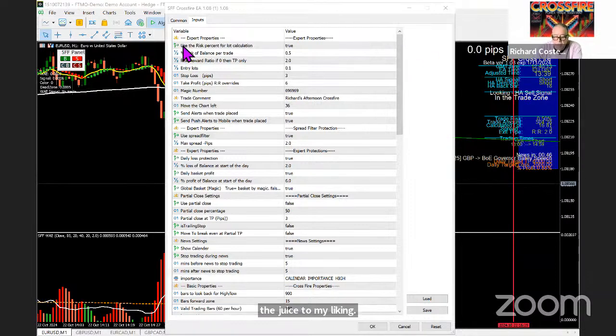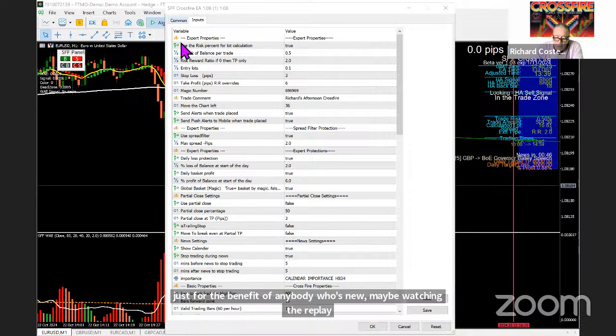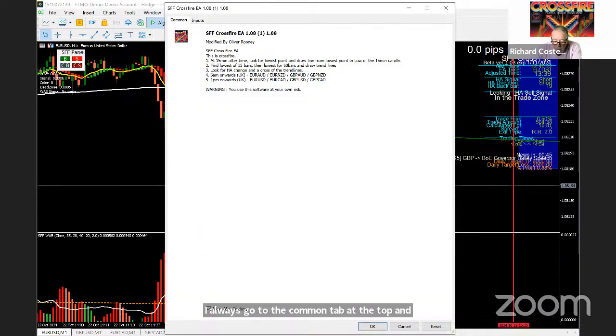Just for the benefit of anybody who's new, maybe watching the replay, I always go to the common tab at the top and click on that, and I make sure that this allow algo trading is ticked. If it's not ticked, it won't work. So then I go back to inputs.